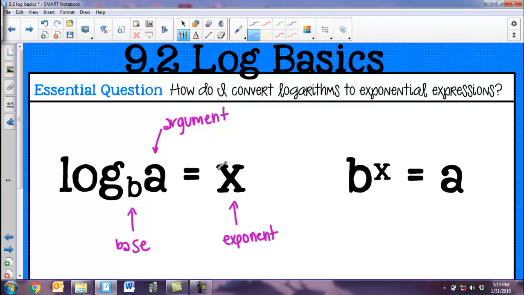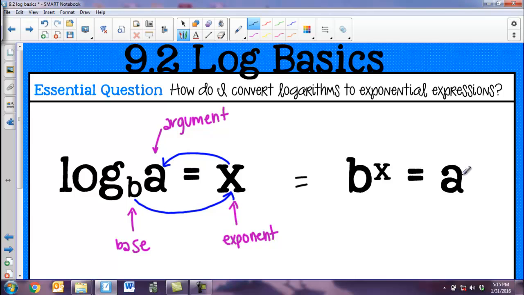So in order for me to convert this into an exponential expression, you just make a loop. The base is the same thing, so you're going to take b to the x power and then set that equal to a. You make that counterclockwise loop, and so this expression, log base b of a equals x, is equivalent to base b to the x power equals a. And we can go back and forth from this.